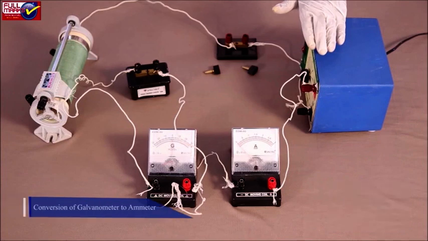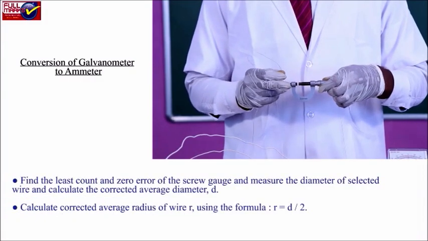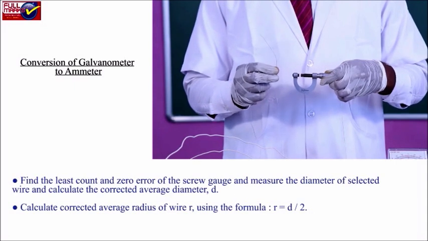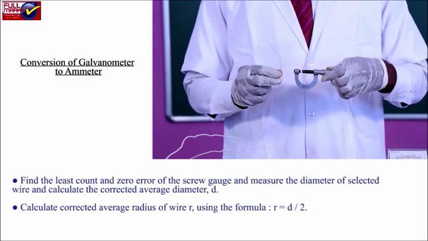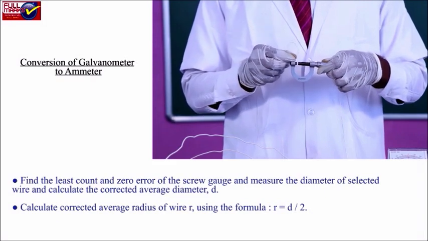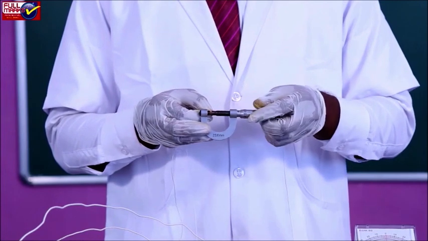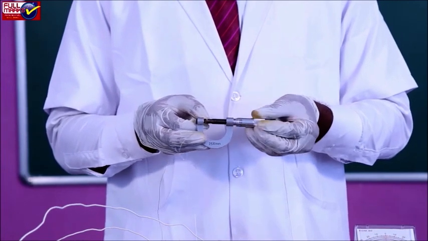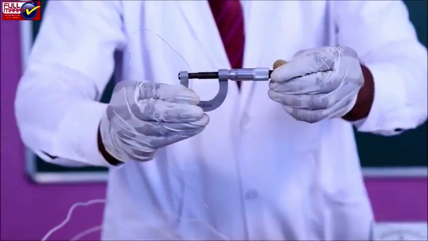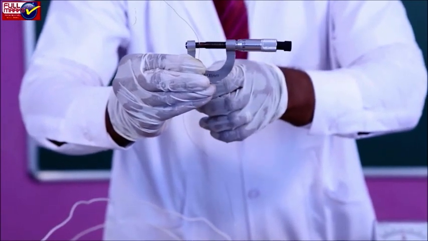Conversion of galvanometer to ammeter. Find the least count and zero error of the screw gauge and measure the diameter of the selected wire and calculate the corrected average diameter D. Calculate corrected average radius of wire r using the formula r is equal to D by 2. Find the specific resistance ρ of the material of the wire from a standard table.